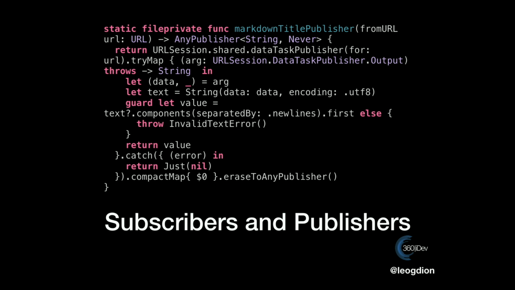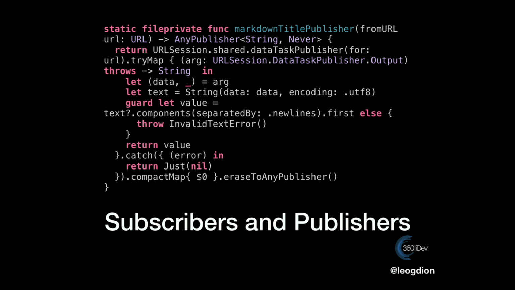We convert that to a string. And then we grab the first line from that markdown file, which will be the H1 or 1 header. If we don't get that, we throw an error. And then we return the value of that first line.